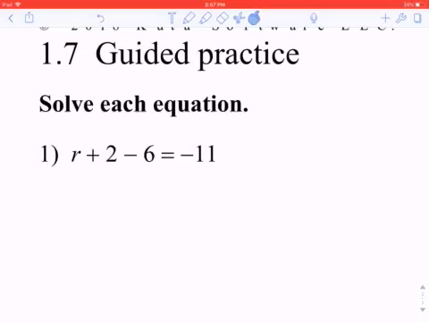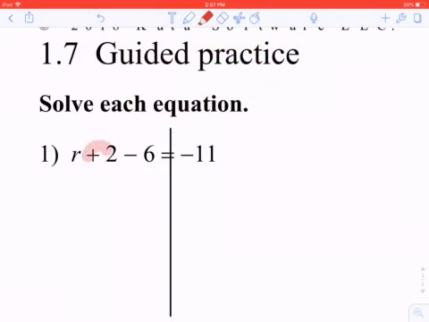Okay, lesson 1.7, guided practice. We are working on solving equations that require us to combine like terms before we can begin solving using our two-step equation steps. When we're looking at these, we want to remember that there are two sides, and we are looking for like terms on the same side to combine.